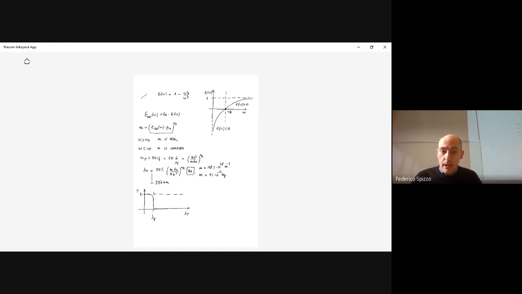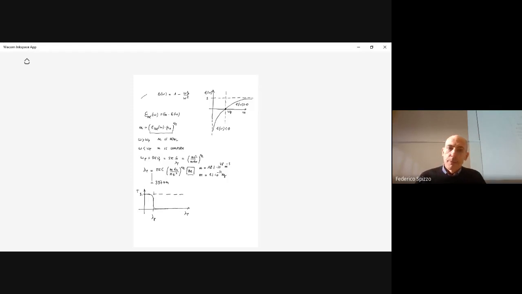So as a general comment, due to the fact that this behavior was actually observed for the metals, this was a confirmation of the fact that the Drude model was fine, or was at least in agreement with the experimental observation.